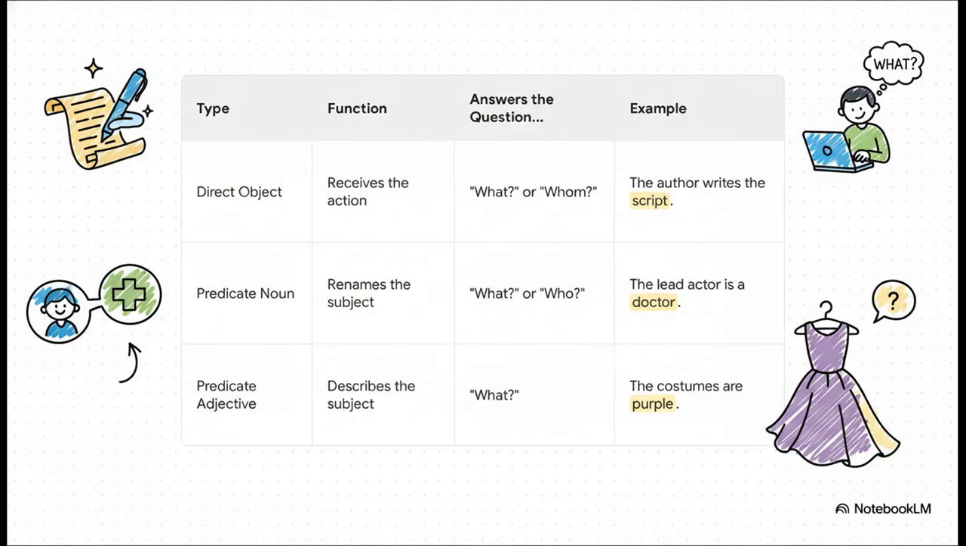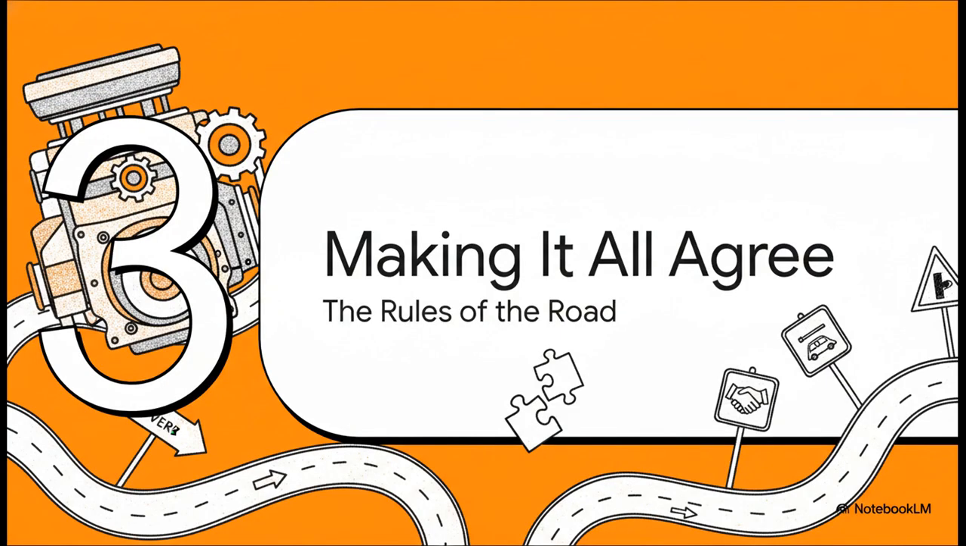Now, what's really cool about this slide is how it breaks down these different jobs. Let's look at that first row, the direct object. This one directly gets the action. The author writes, what? The script. Easy enough? Now, look at the second one, a predicate noun. This one follows a state of being verb, like is, and it actually renames the subject. The lead actor is who? A doctor. And finally, the predicate adjective. It just describes the subject. The costumes are what? Purple.